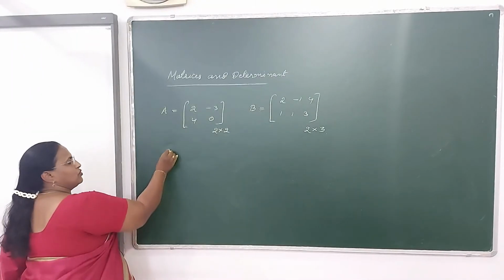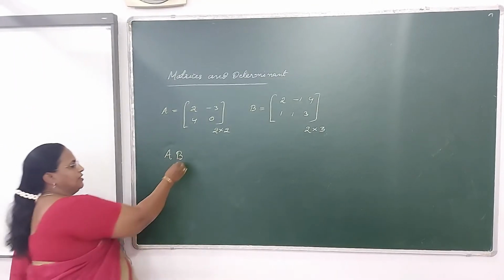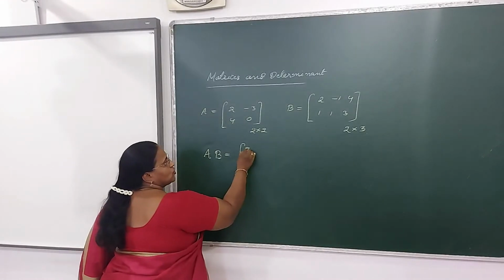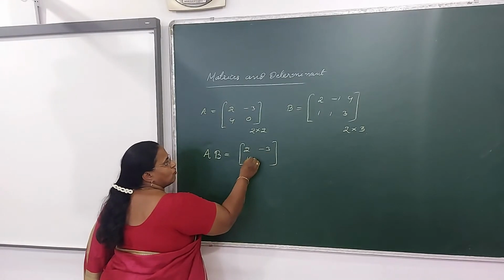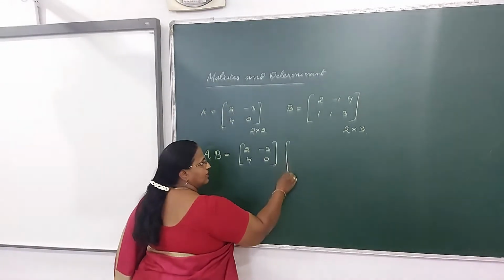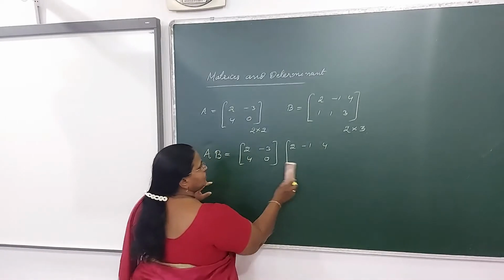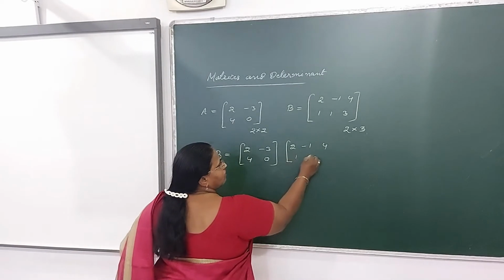Now see the procedure of matrix multiplication. So A into B. So this is 2, minus 3, 4, 0. Now place the second matrix here. This is 2, minus 1, 4, 1, 1, 3.